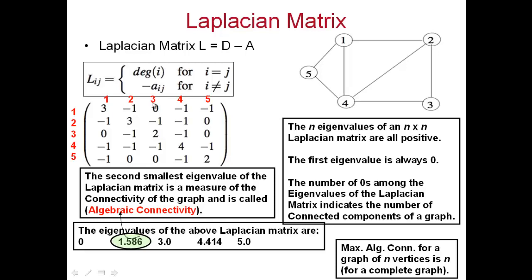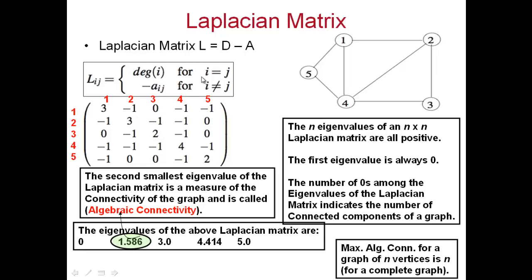And you see, this is a general formulation. For any i not equal to j, the entry for i and j in the Laplacian matrix, Lij, is -aij. What it means is, it's like -0. -0 is the same as just 0. So that's why I did not put -0, it's just 0. Okay, so that's the rule.